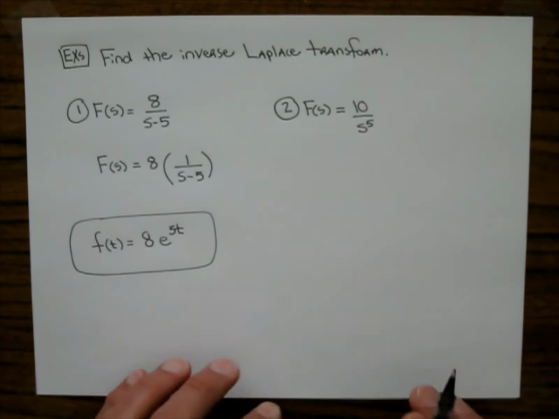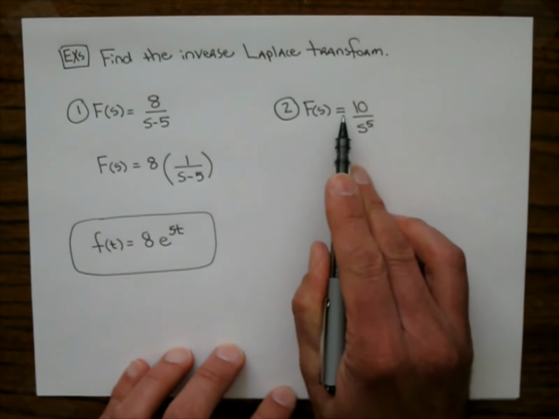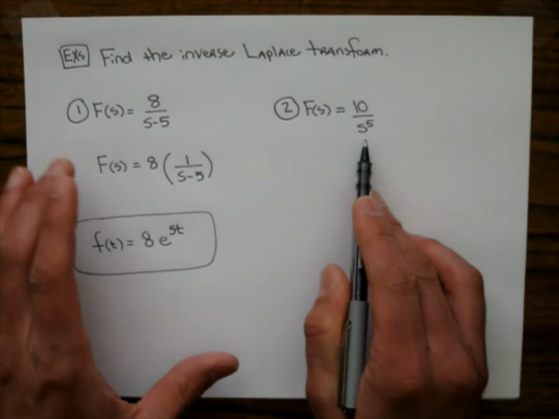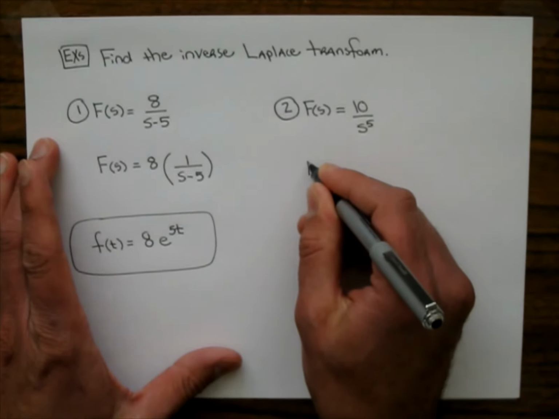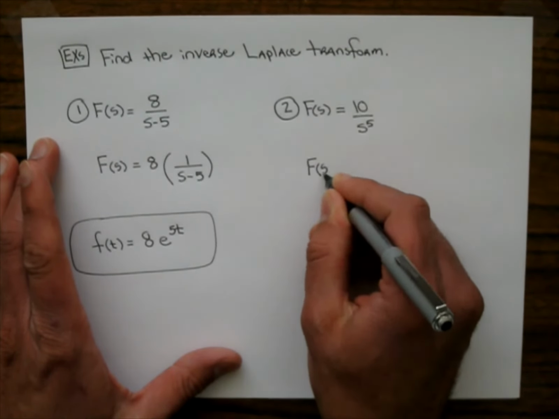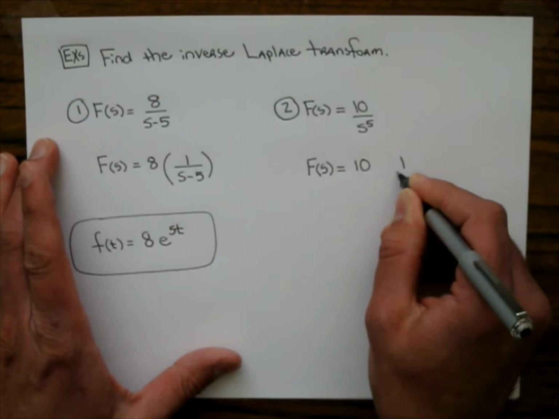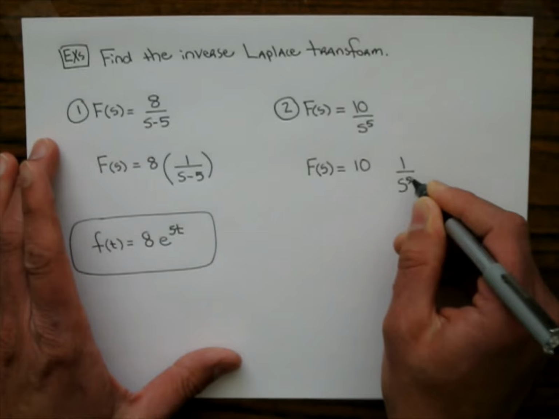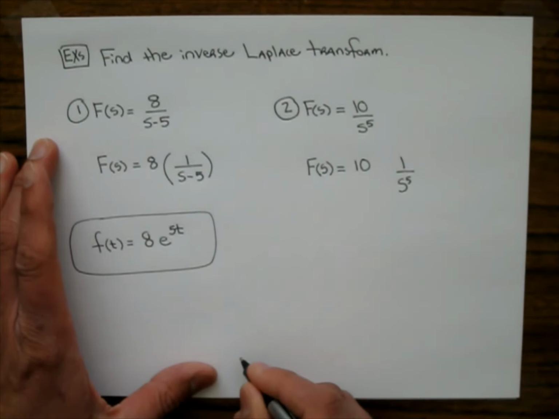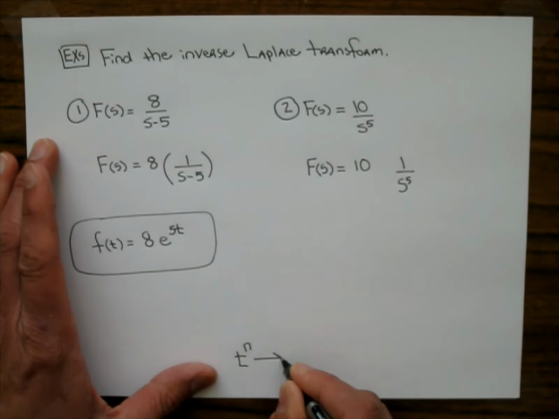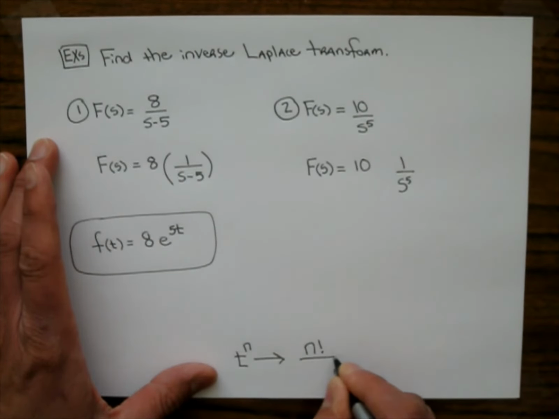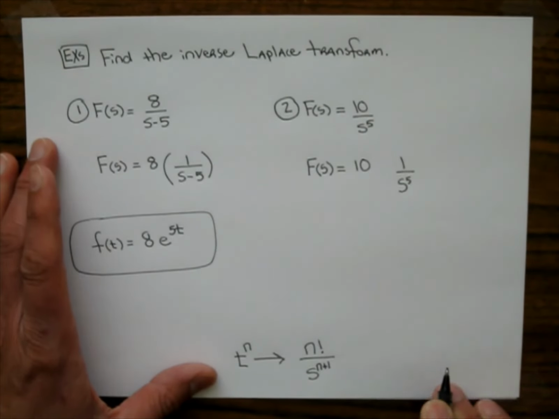Let's go ahead and try another one right here. This is F of s equals 10 over s to the 5th. Okay, so I'm going to go ahead and write this like this. F of s equals 10, and then we have 1 over s to the 5th. Okay, so at the bottom, I'm going to go ahead and write out the rule so I don't have to keep moving the paper around. t to the n gets transformed to n factorial all over s to the n plus 1 power.